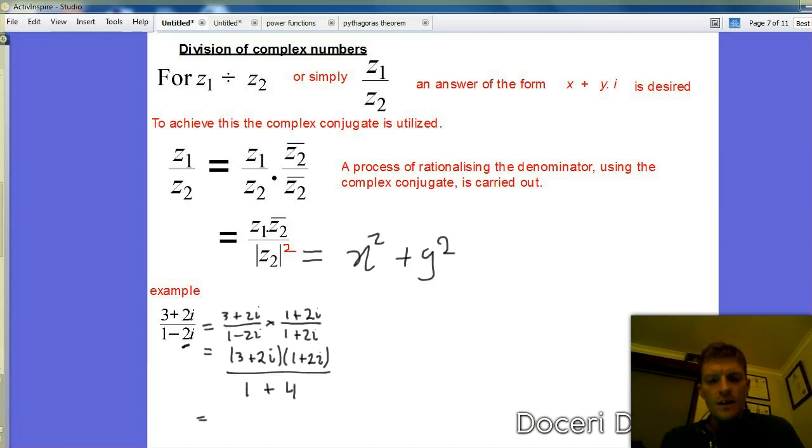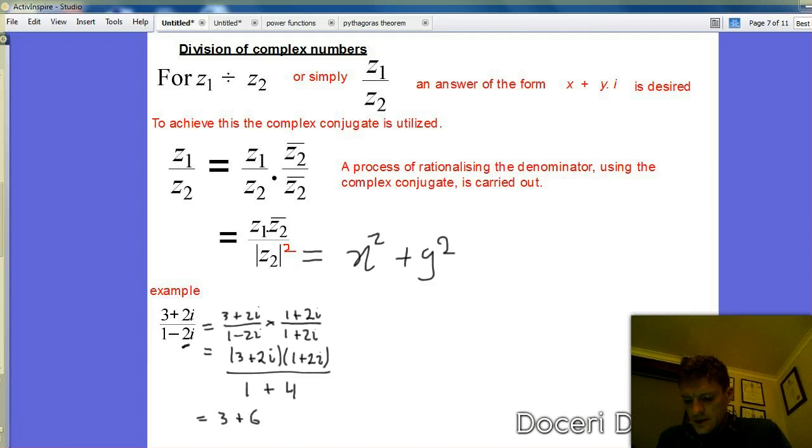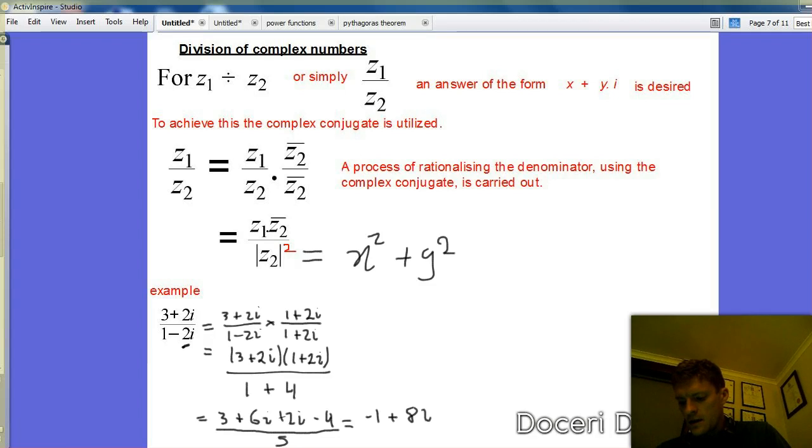Okay, so now let's simplify our numerator. We have 3 plus 6i plus 2i minus 4 all over 1 plus 4 is 5. Now let's collect our like terms, bringing the real parts and the imaginary parts together. We have -1 plus 8i over 5.